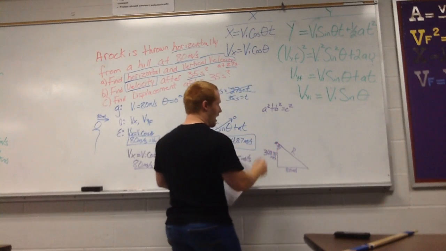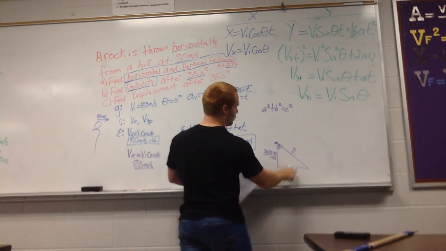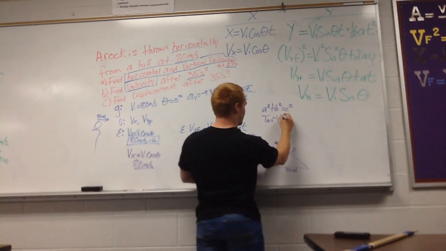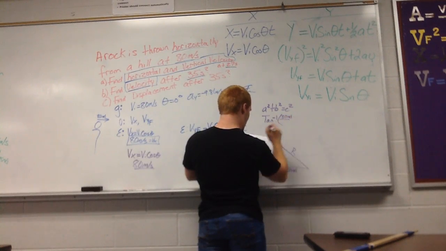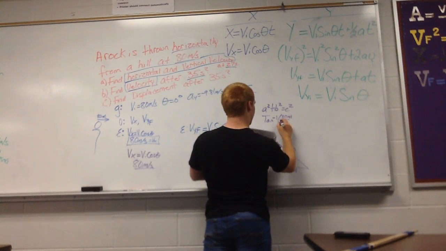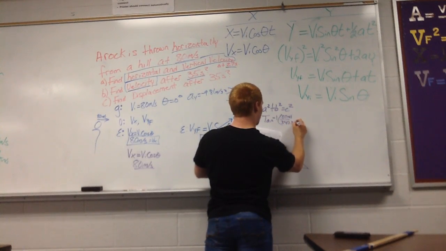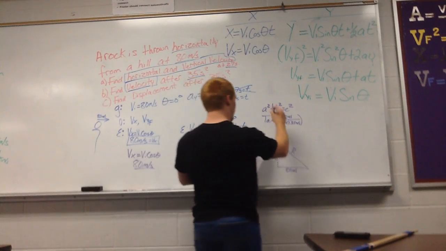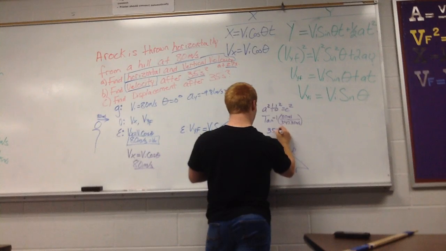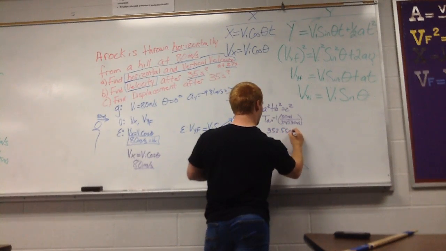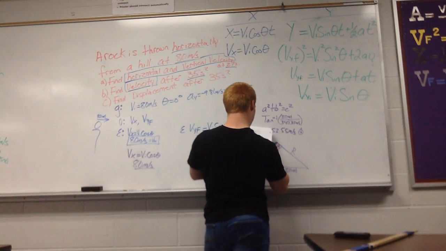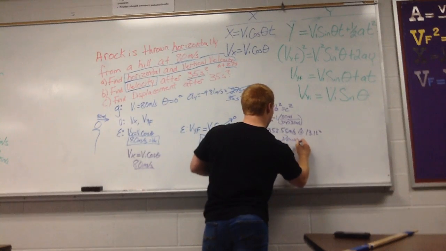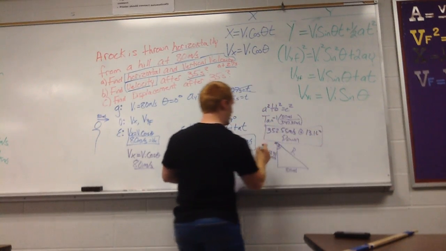To get theta, I use inverse tangent. So I'm going to do tan negative 1 is opposite over adjacent. So it's going to be 80 meters per second divided by 343.35 meters per second. With these two values, what you should get for Vi is 352.55 meters per second at 13.12 degrees, and it would be going down. So that tells us direction. So that's part B.